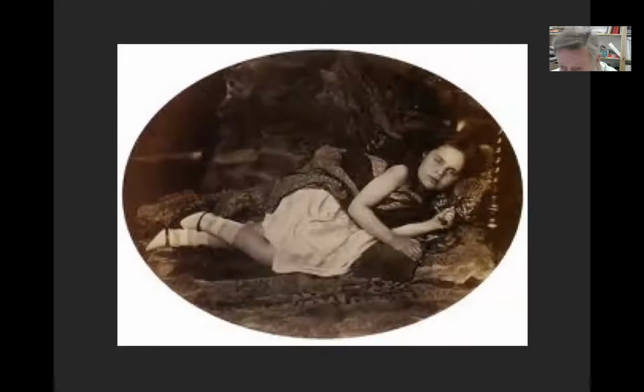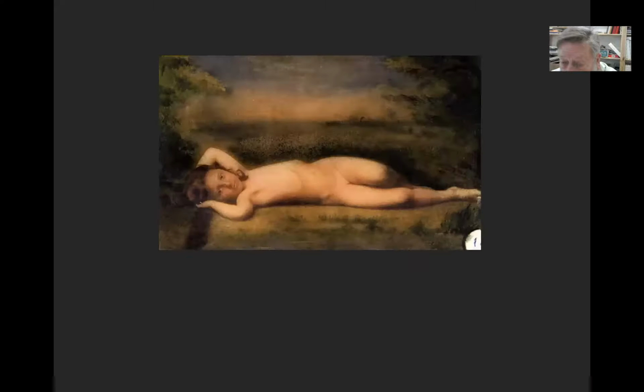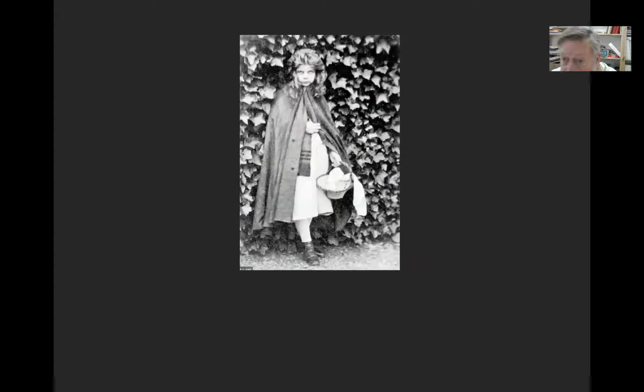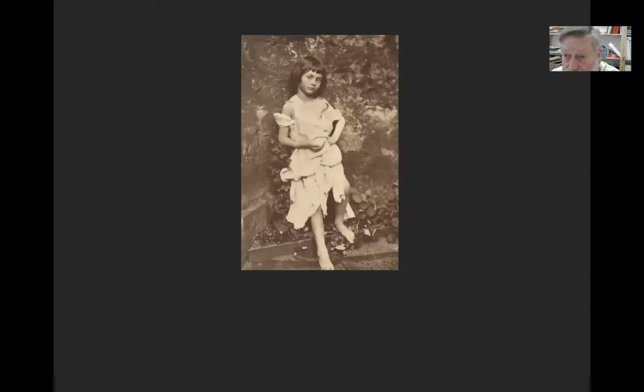Would you want your sister posing like that? Nude of a child. This is way over the top for me. Alice Liddell as Little Red Riding Hood. Alice again. And Alice as an impoverished person.